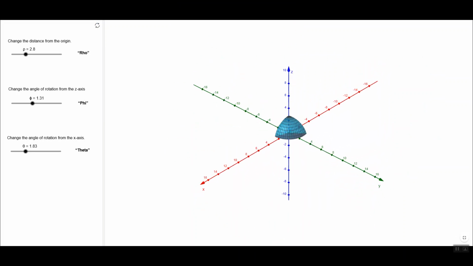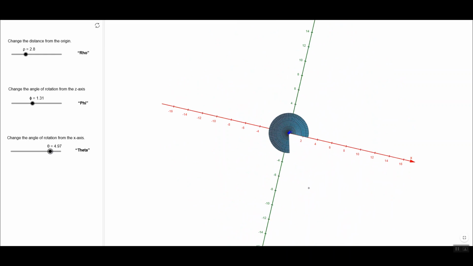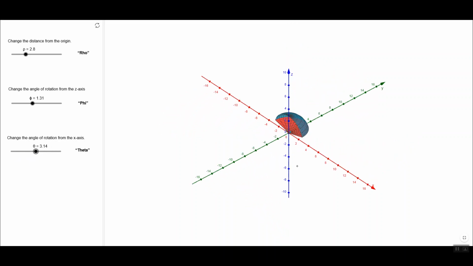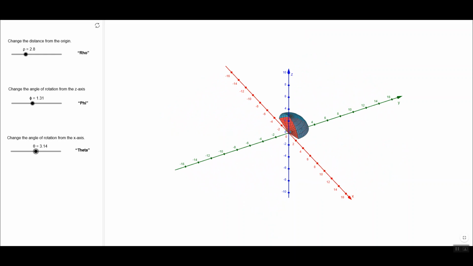On the left hand side I have a few listings for my sliders. I have rho, phi, and theta, each denoted by its Greek letter. I'm going to start sliding these around. Notice theta still controls the angle being traversed from the positive x-axis. So theta looks like it's doing the exact same thing that it was doing back in cylindrical coordinates. Okay, so theta, that's awesome.